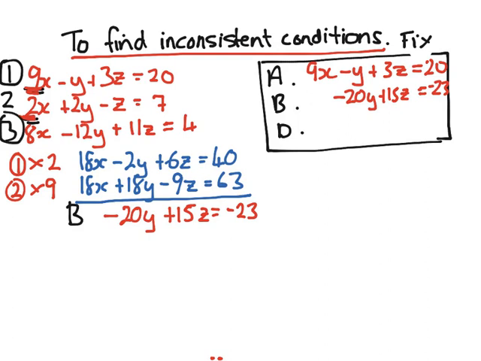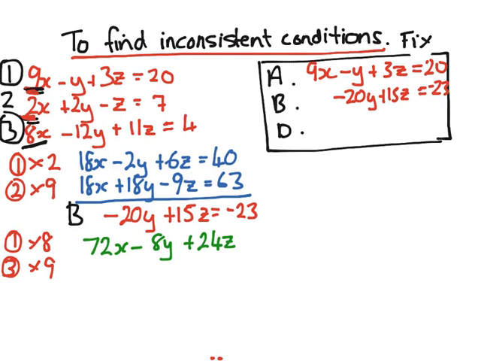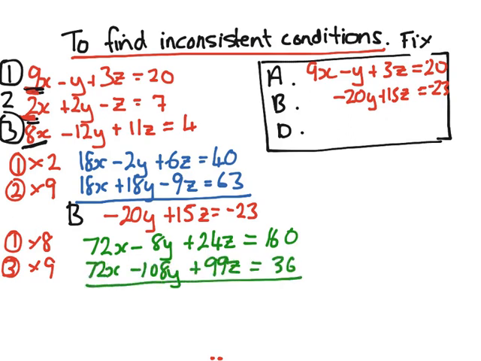In this case, we'll have to multiply by 8 and 9 respectively. Equation 1 times 8 looks like this, and equation 3 times 9 looks like this. We can then subtract those two equations, and this will give us equation C. To try and get equation D, we then combine equations B and C.